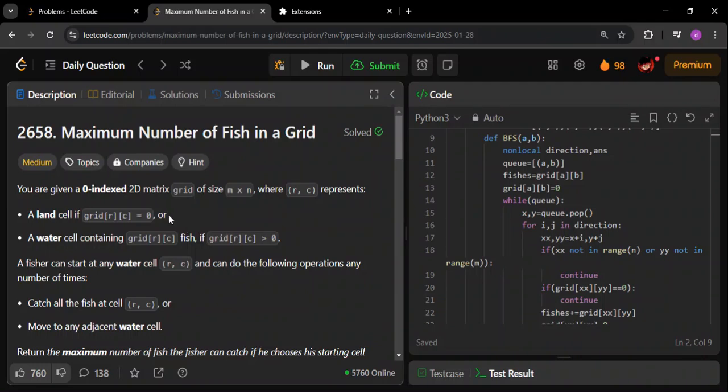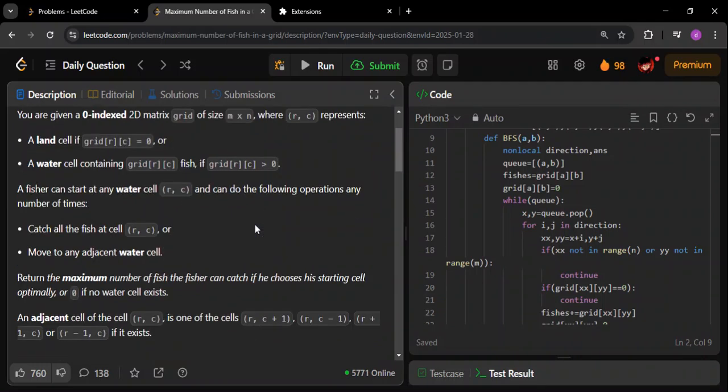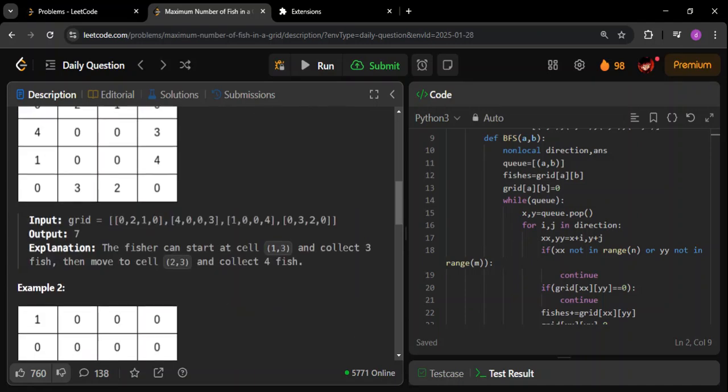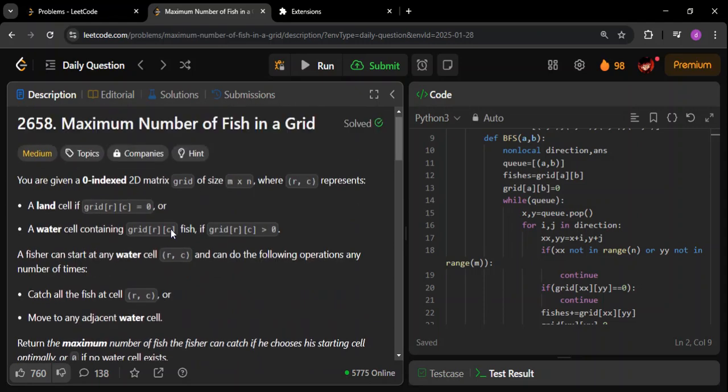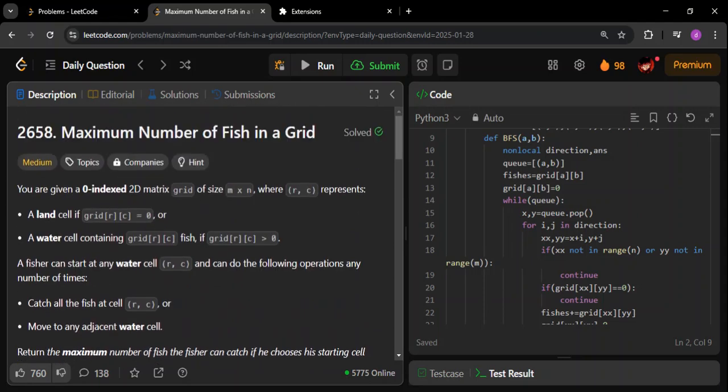And now coming to this question, just see it. 2658, maximum number of fish in a grid. Okay, so what we are given, we just know that we are given a grid, which basically means a two-dimensional matrix, and all the values are going to be integers. Now you are given a zero-indexed 2D matrix grid of size m cross n. Okay, just know that it's not a square matrix. m cross n means both the dimensions can be different. Okay, as simple as that.